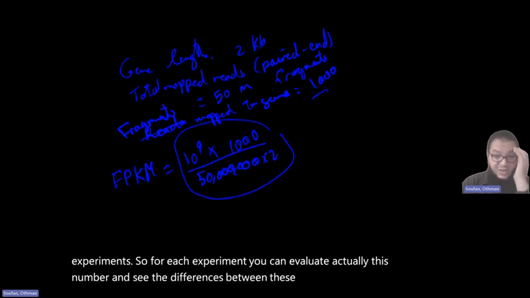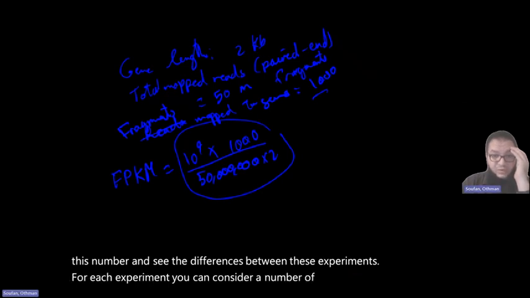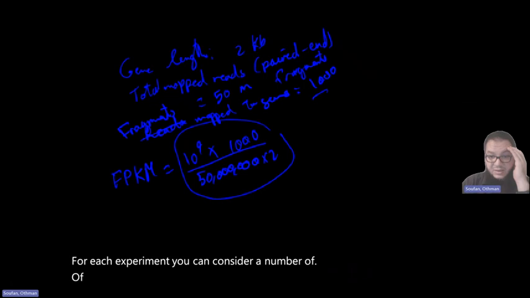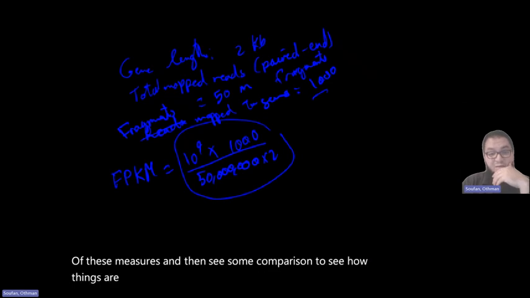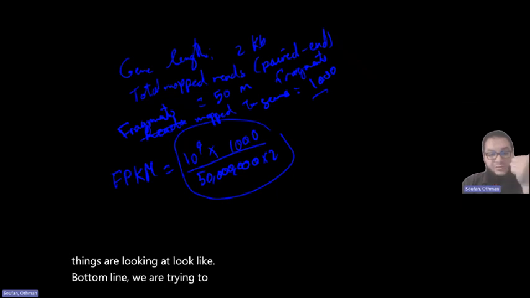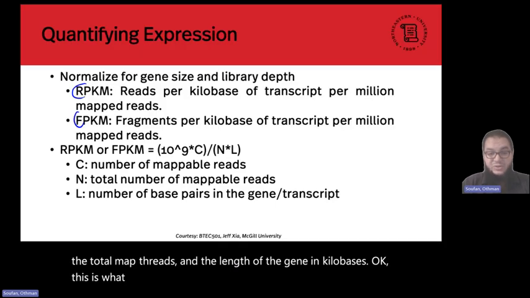For each experiment, you can consider a number of these measures, and then see some comparison, see how things look. Bottom line, we are trying to capture the number of reads, the total mapped reads, and the length of the gene in kilobases. This is what we're trying to capture in this case.